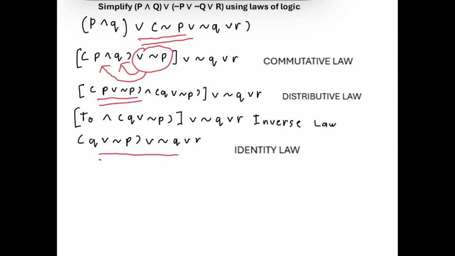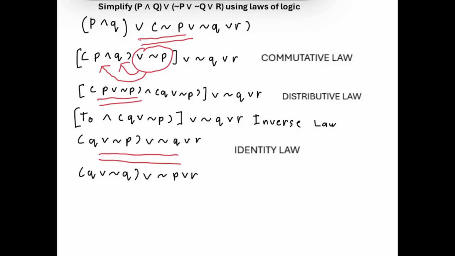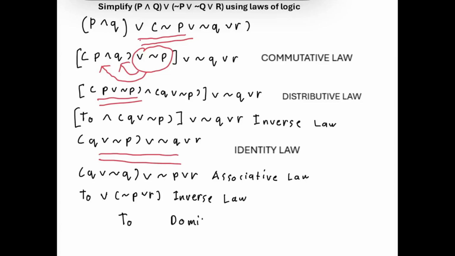As you can see, there is a disjunction negation P and disjunction negation Q. They both have the same disjunction, so therefore we can apply associative law, and it will look something like this. So now, Q or negation Q will be tautology by using inverse law. Lastly, we can apply domination law since tautology or negation P or R.